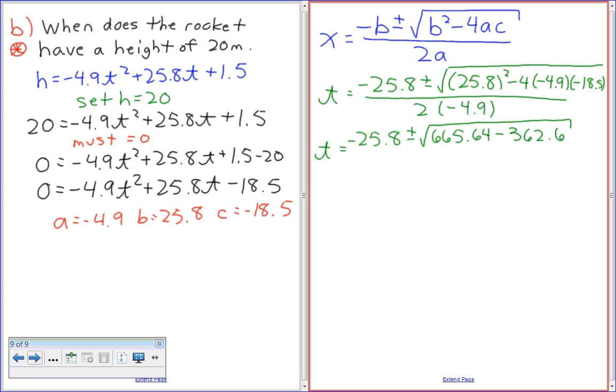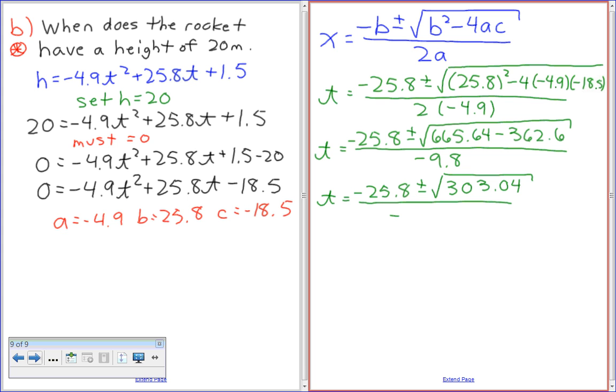While I'm doing this, you guys should all be checking Thomas's work to make sure that he did not make a mistake. I don't think he did, but you should be confirming this for yourself. Thomas, your job is almost done, but not yet. Can you do 665.64 minus 320, which is 362.6? I'm going to just take a pause here and get everyone to make sure they're caught up.